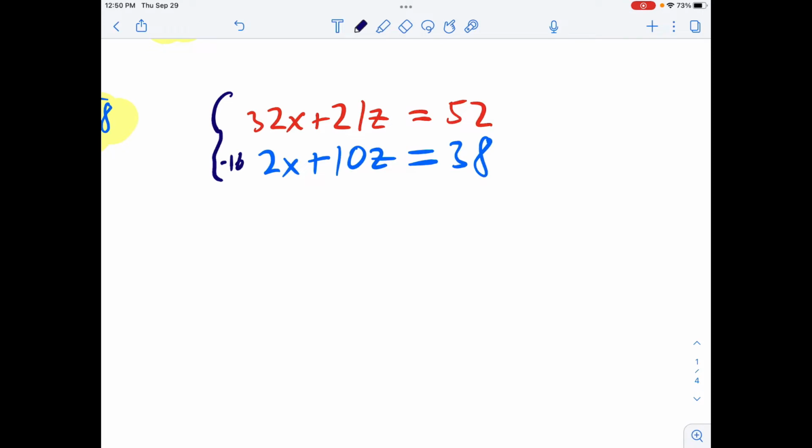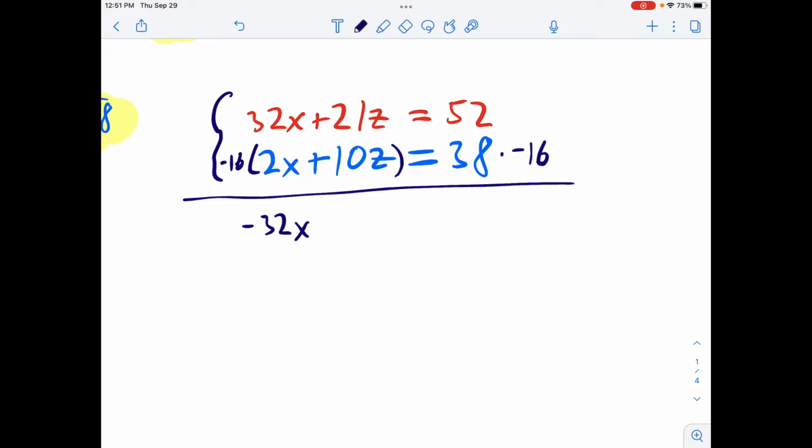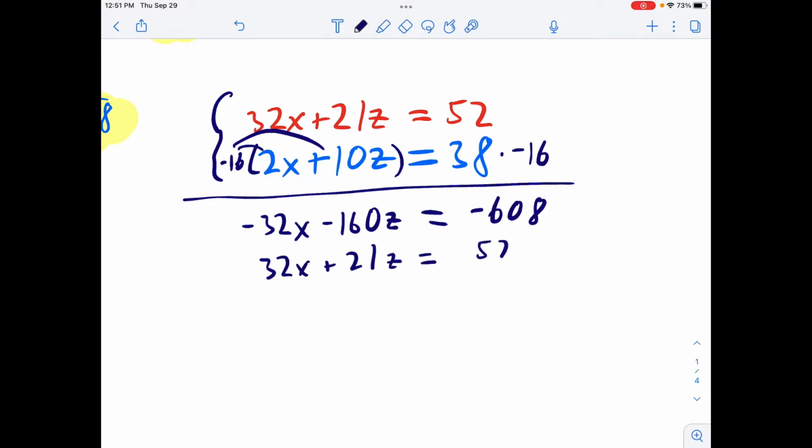So multiply both sides of this equation by negative 16. Okay, that gives me negative 32x minus, what is that, 160z equals 38 times negative 16. Let me use my calculator for that real quick. 38 times negative 16 is negative 608. Okay, and then I've still got this equation from up here that I'm just going to pull down here. So we have 32x plus 21z equals 52.